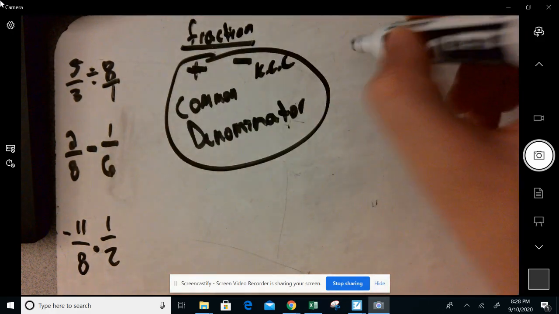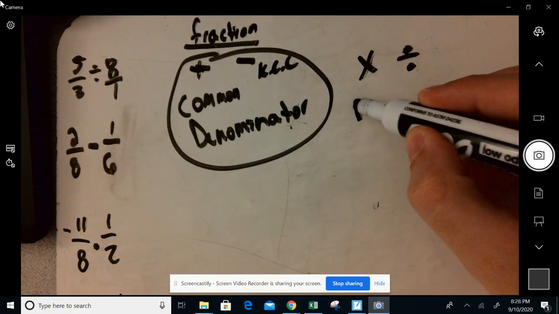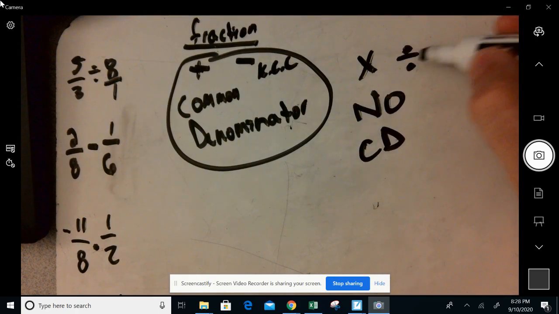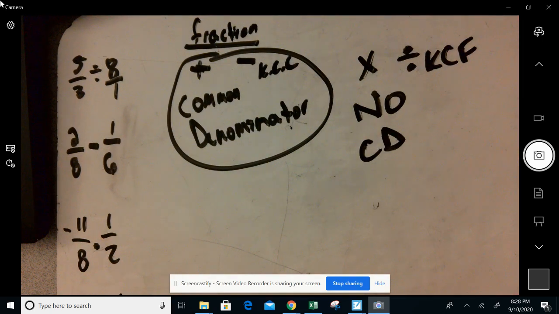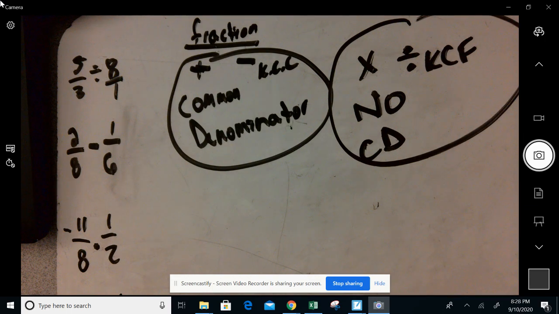All right, the other set of stuff is multiplication and division. You do not need a common denominator. And with division, you do keep, change, flip. Those kind of go together in a way as well. So I'll leave that up there as we do these examples.